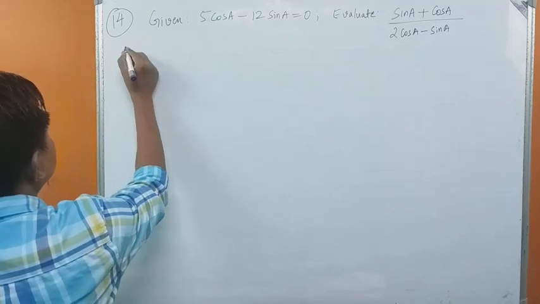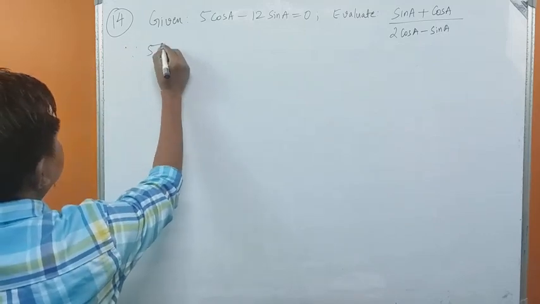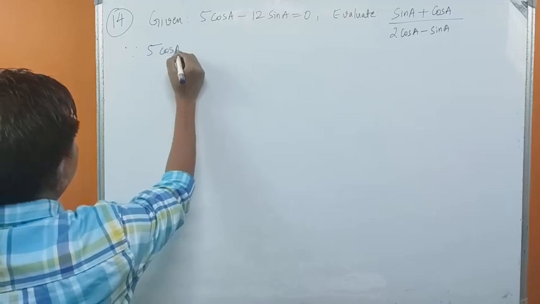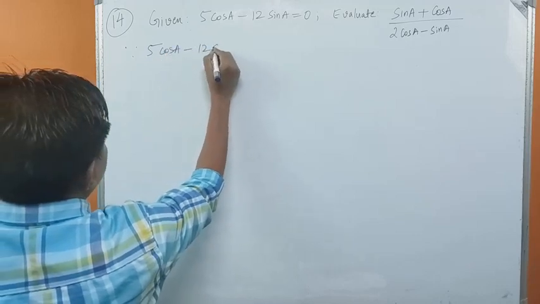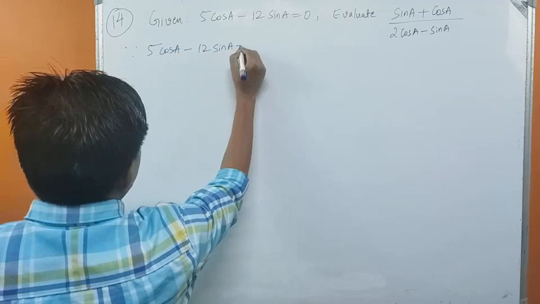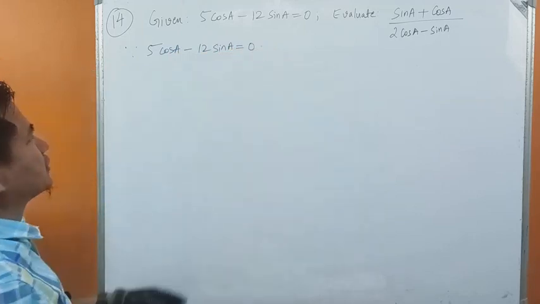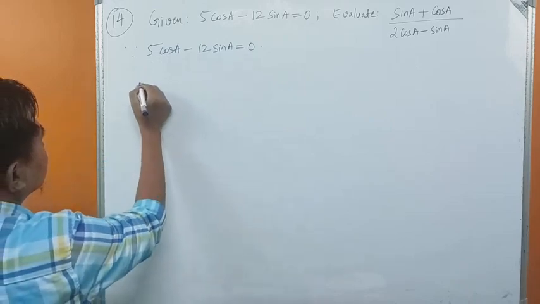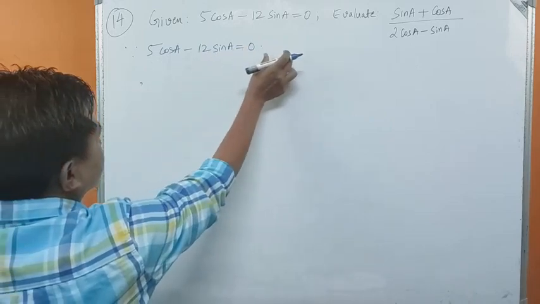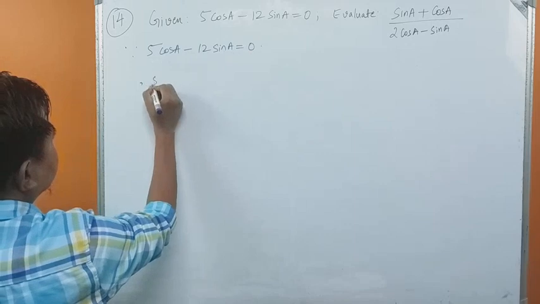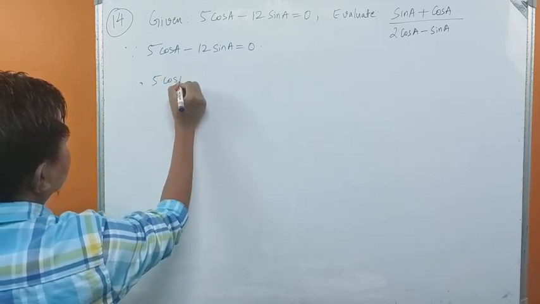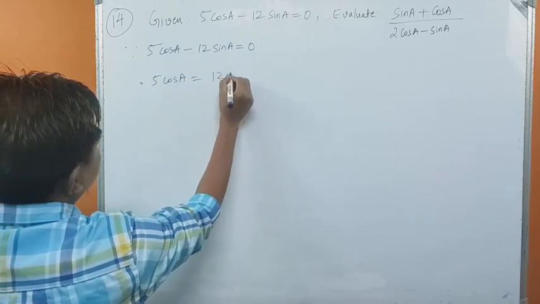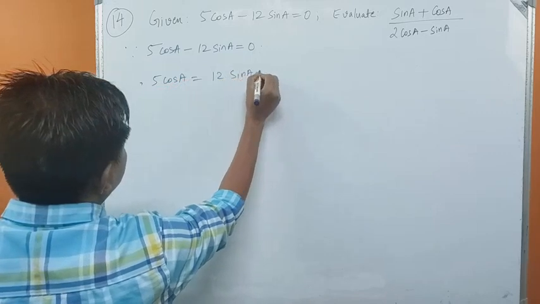Given condition, since 5 cos A minus 12 sin A equals 0. This is the given condition, isn't it? 5 cos A minus 12 sin A equals 0. Now let us take this 12 sin A to the right hand side, okay? 5 cos A equals 12 sin A, isn't it?